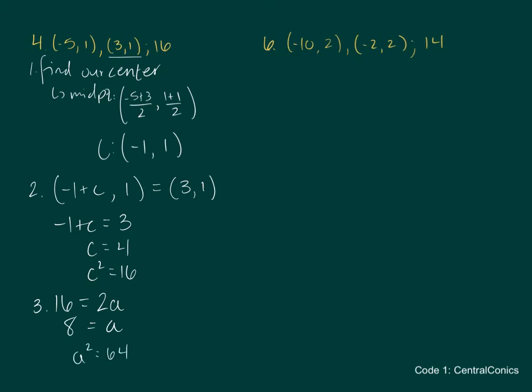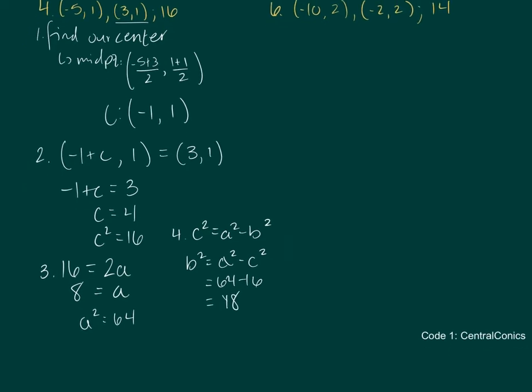So I know that a squared is 64, c squared is 16, and now I need to find b squared. And the way to do that is to rewrite the equation c squared equals a squared minus b squared. So b squared is equal to a squared minus c squared. So this means we've got 64 minus 16, which is equal to 48.